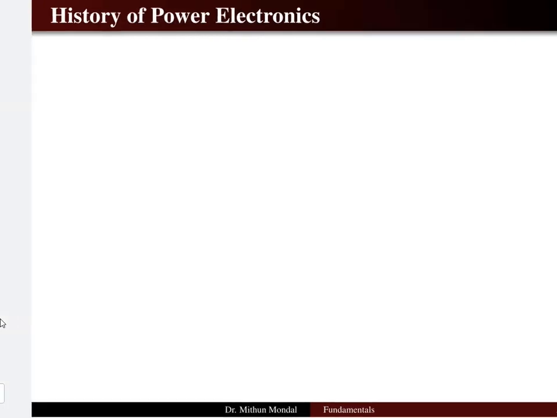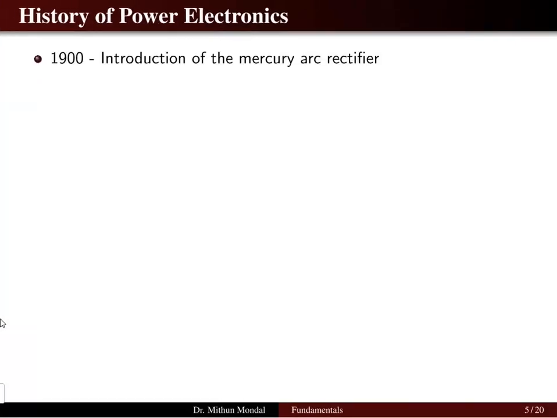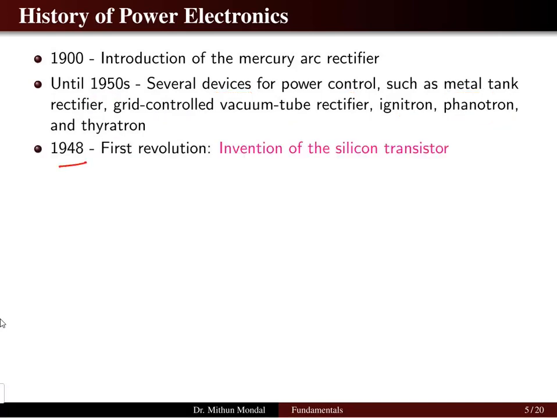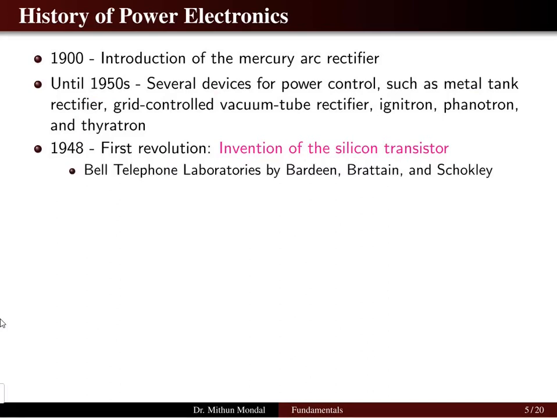When we talk about the history of power electronic devices, it generally starts from 1900 with the introduction of the mercury arc rectifier. Until the 1950s, several devices for power control were discovered, such as the metal tank rectifier, the grid control vacuum tube rectifier, the ignitron, the phanotron and the thyratron. In 1948, the first revolution took place, which was the invention of the silicon transistor. This discovery was made at Bell Telephone Laboratories by Bardeen, Brattain and Shockley.